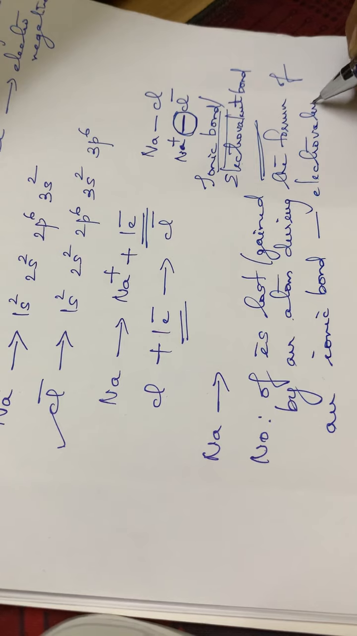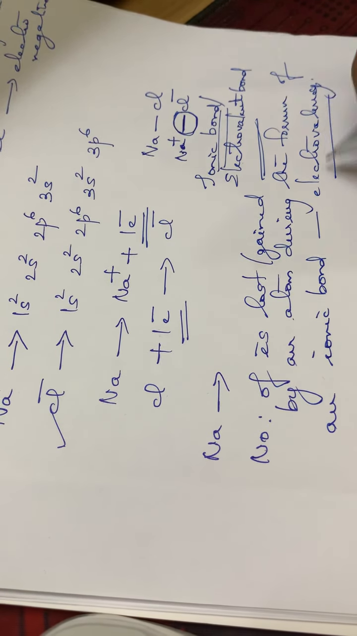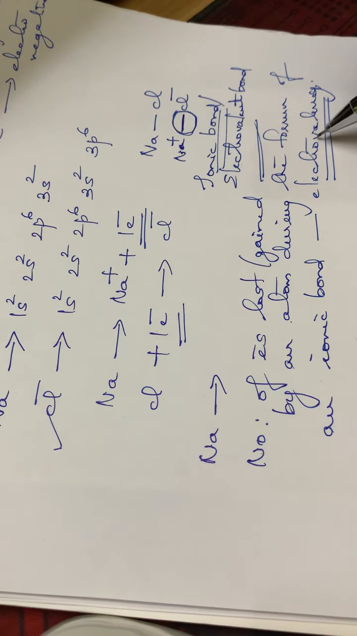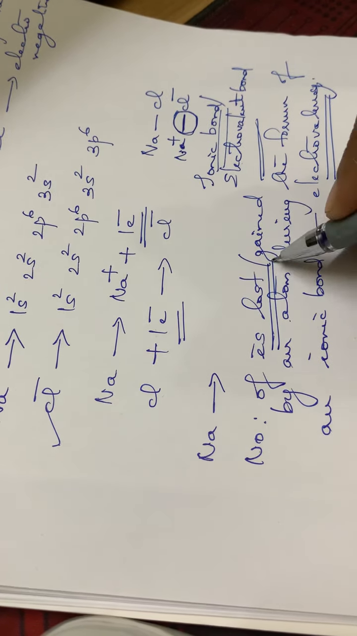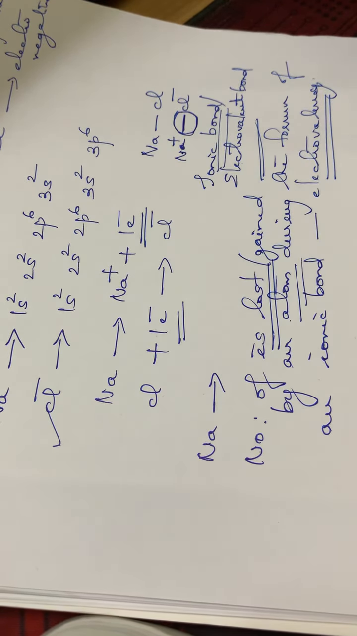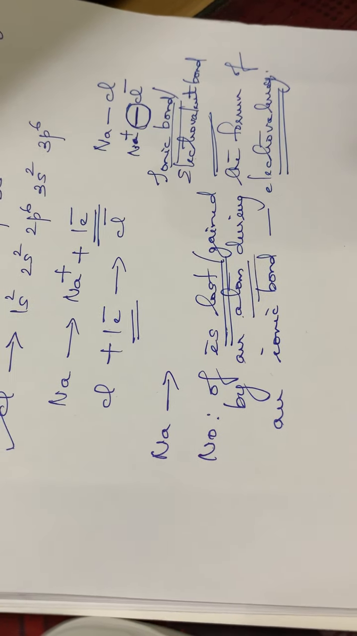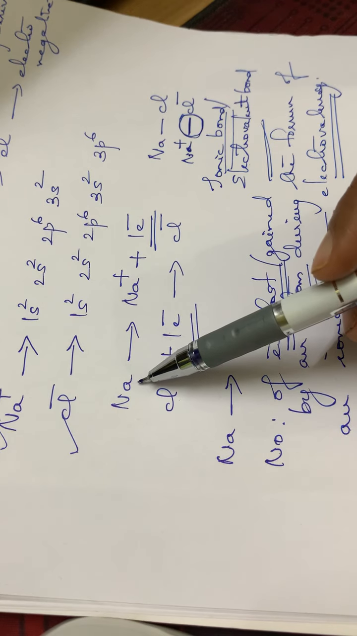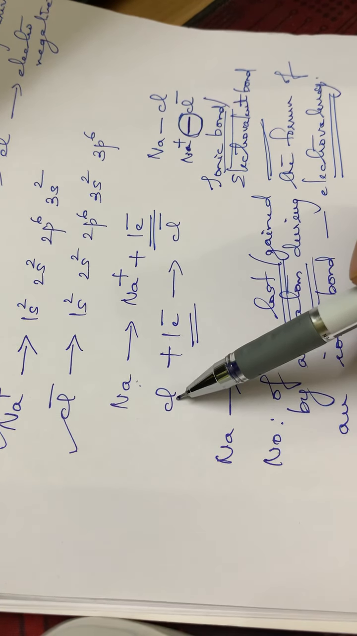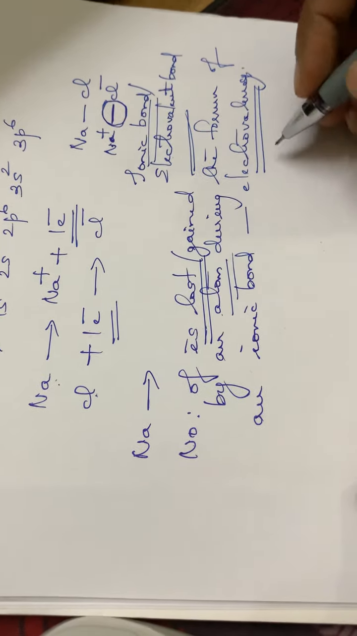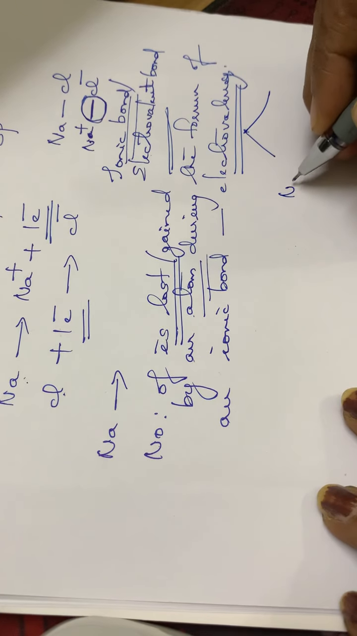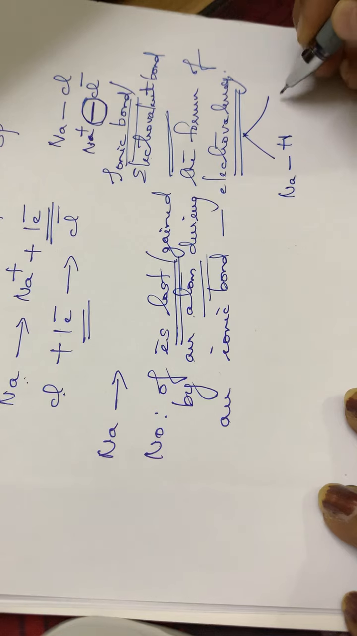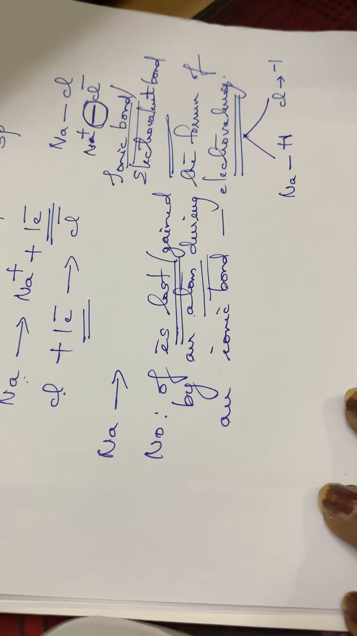We have seen the term covalency in the previous chapter, isn't it? A similar term is there in the case of ionic bond, and it is electrovalency. That means the number of electrons lost or gained by an atom is called electrovalency. So here, what about the electrovalency of sodium atom? It is plus 1, isn't it? And that of chlorine atom is negative 1. So for sodium, the electrovalency is plus 1, and for chlorine, the electrovalency is negative 1.